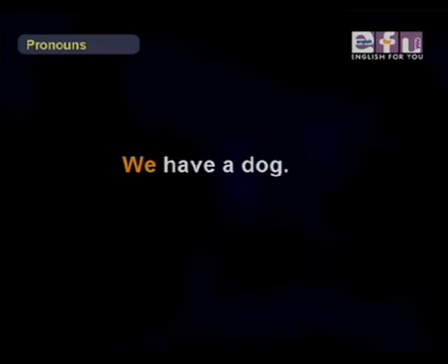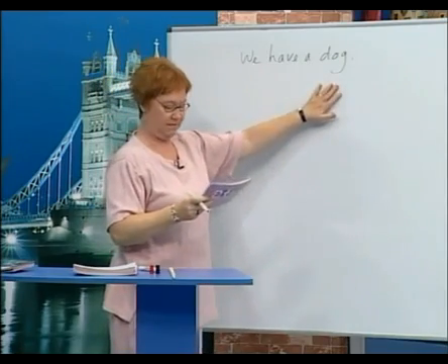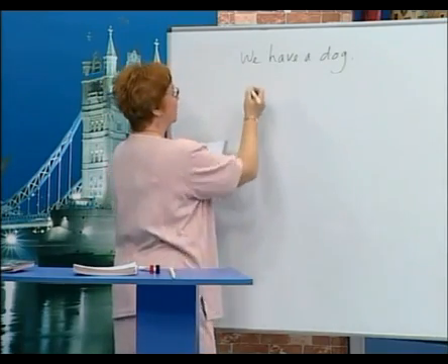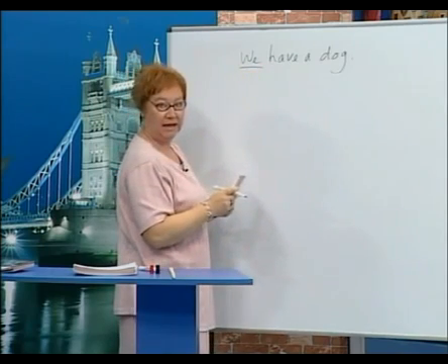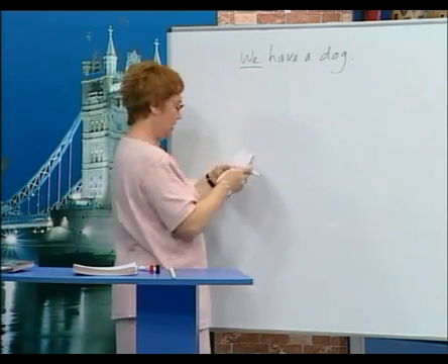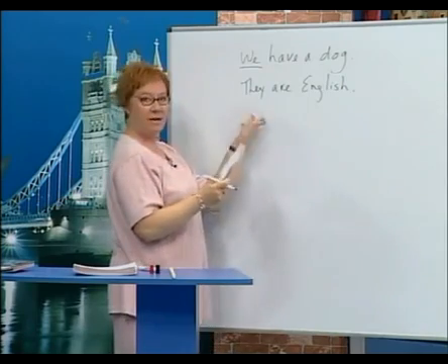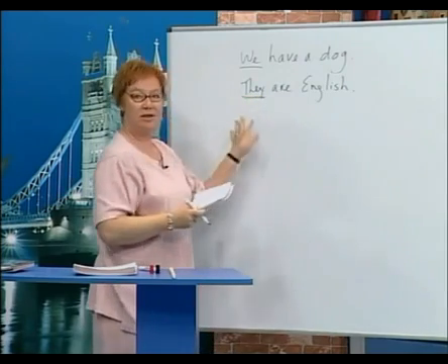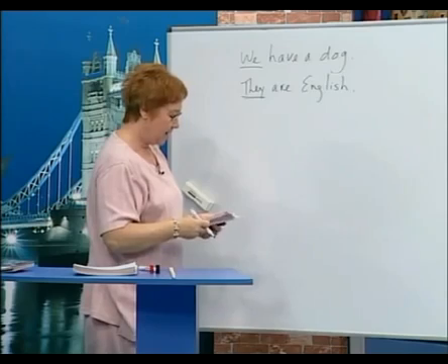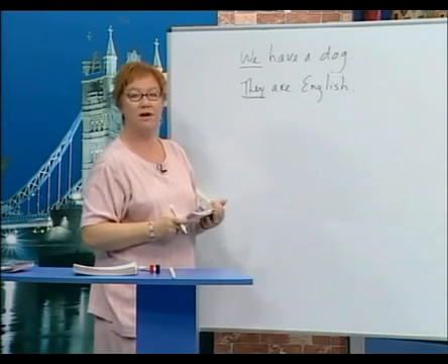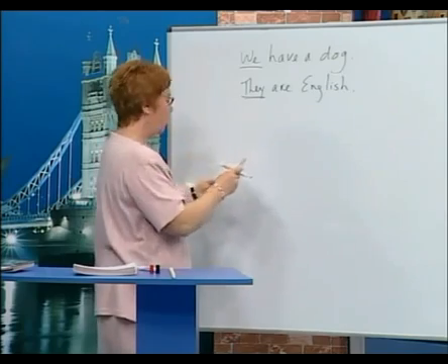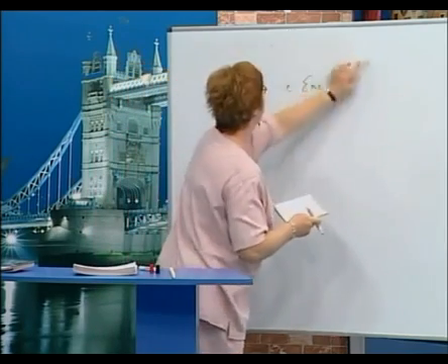Now let's look at this. We have a dog. All right? And here we have we, the subject pronoun. Okay? They are English. And here they is the subject pronoun. Okay? Now, we can also use pronouns to talk about objects. So we're going to look at some object pronouns now.